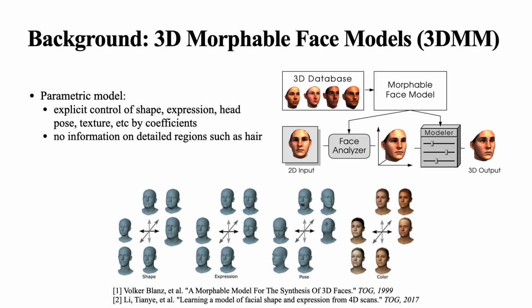First, we introduce the background knowledge of the 3D morphable face model, commonly known as 3DMM. The 3DMM is a parametric model obtained from a dataset of 3D face scans. Through tuning the coefficients, we can explicitly control the shape, expression, pose, and texture of the face. However, the 3DMM does not include the information for details such as hair, thus it cannot be applied to generate realistic face images.